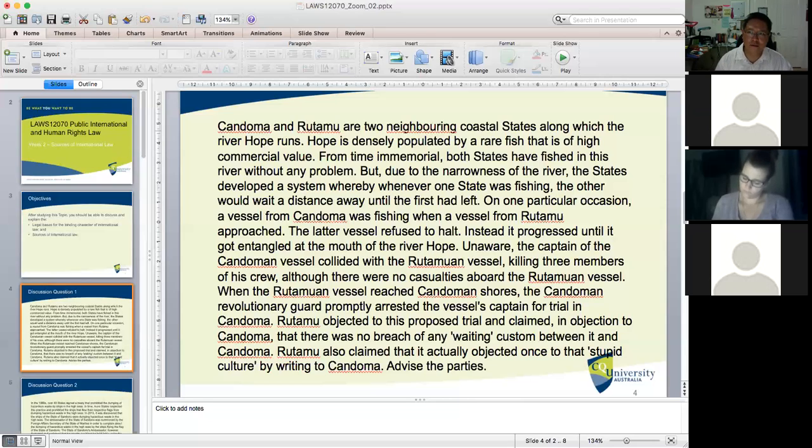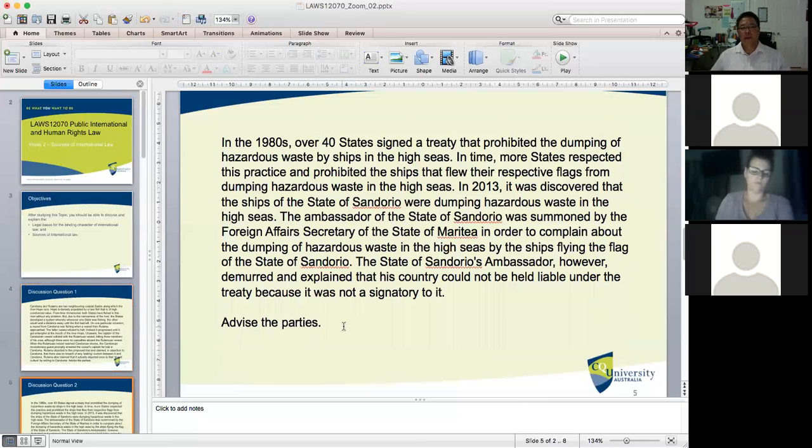Okay, so let's move on. Questions? None? Okay. Question 2. And we're going to go back to discussion question 1, actually, one of the other questions here. Again, going back to customary international law.